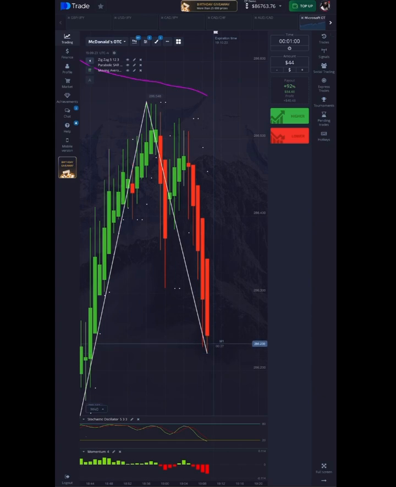Now remember, that has to be momentum. If there's no momentum, none of this will work. You feel me? It'll be very hard to find a setup. You see these bars at the bottom? Let me go ahead and switch back.